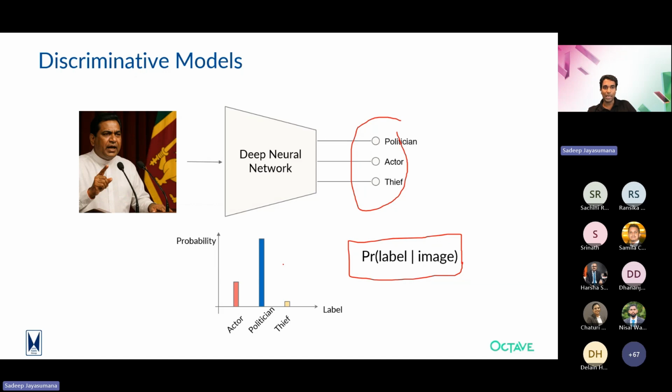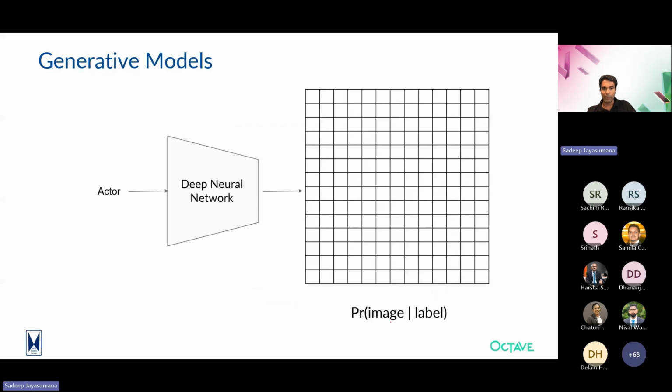The second kind of model is the generative model. Remember, again, in the discriminative case we are modeling the label given the image. In a generative model, you flip these two. So now we are talking about the probability of the image given the label. The input to the neural network is the label, actor, or whatever description of the image you want to generate. And then in the output, you expect an image.